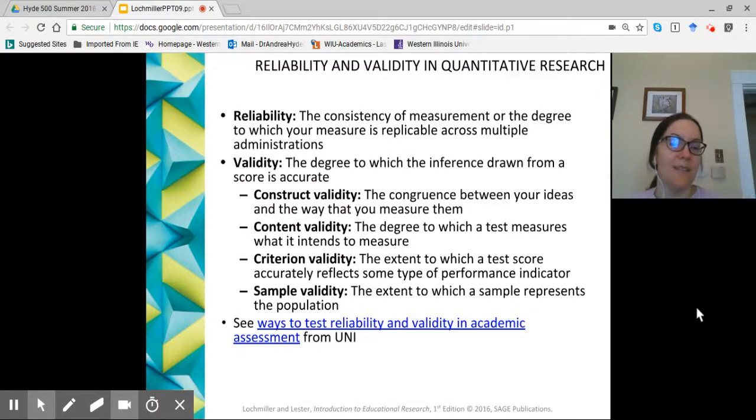So here we go then. This might make more sense to you, hopefully. Reliability has to do with consistency. It's the consistency of the measure, or the degree to which your measure is replicable across different administrations. The test is going to be reliable if it always is producing the same outcome. You're always going to get the same results with this test, or similar, right?